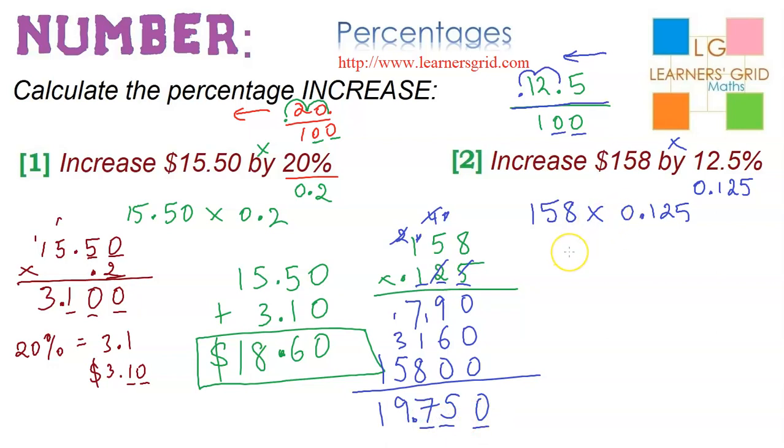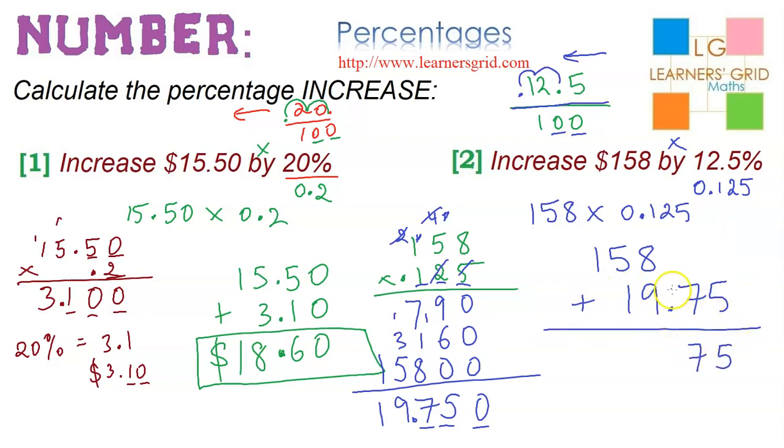So all I have to do is add 158 and 19.75. And this is going to give me the final answer. So 5, 7, I'm up to the decimal point. That is 17. That is 7. And that is 1. And we're dealing with money. So put in the unit of measurement. And that one is complete.